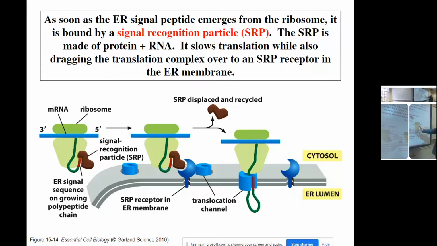Slow down, slow down, please, your production, until we can get to the location where you can put it through the hole. So the hole that this protein is supposed to go through to get into the ER is called the translocation channel.